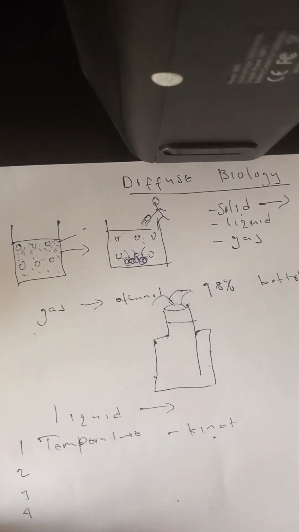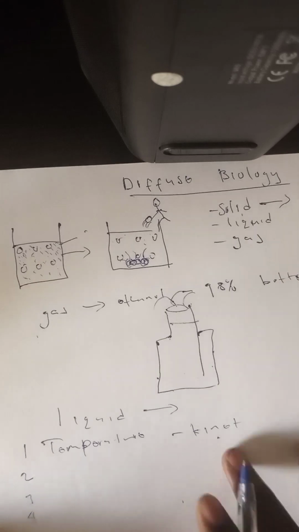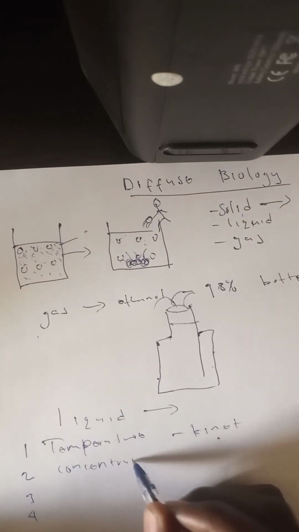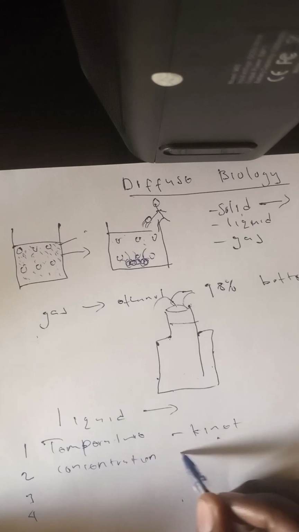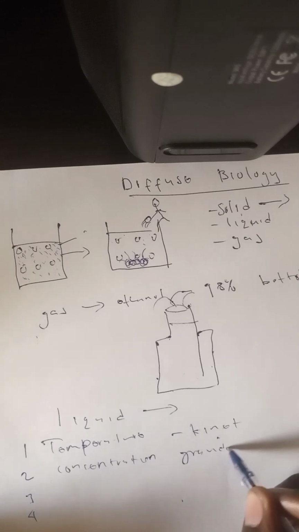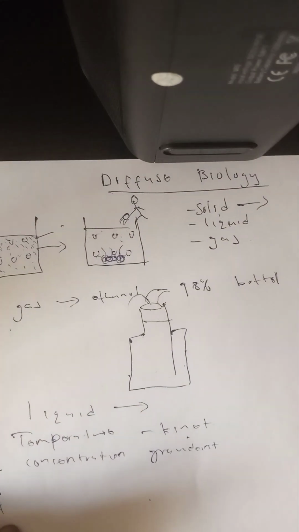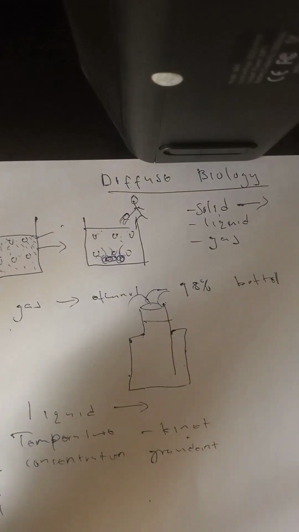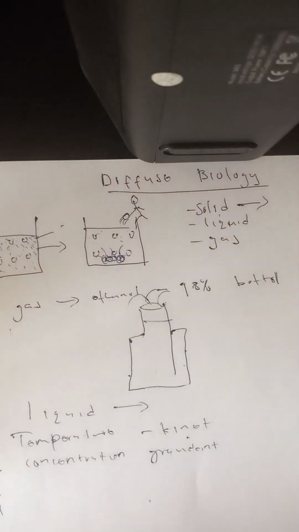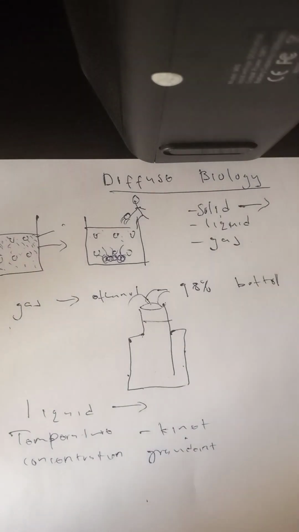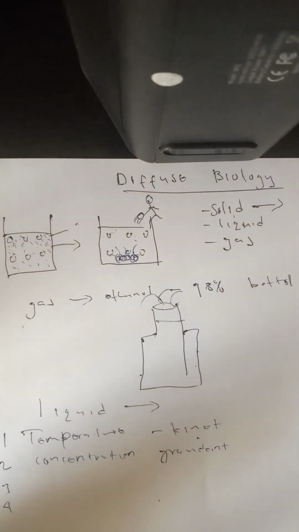Then the second factor that affects diffusion is the concentration gradient. Now, how does concentration gradient affect diffusion? When the concentration gradient is high, and going by the definition of concentration gradient, which is the difference in concentration of particles, then the collision or the movement of those particles will be very high.